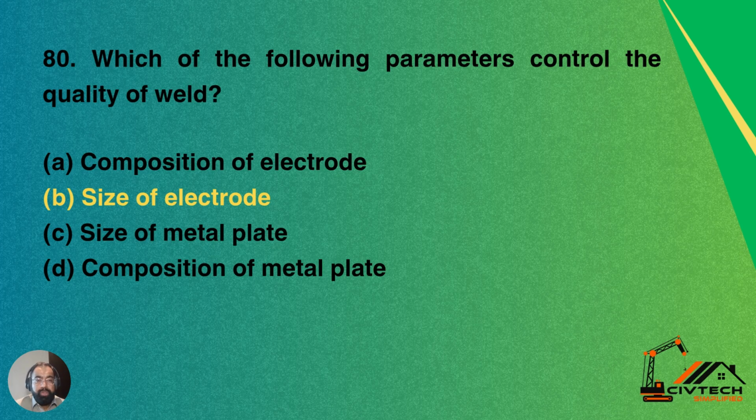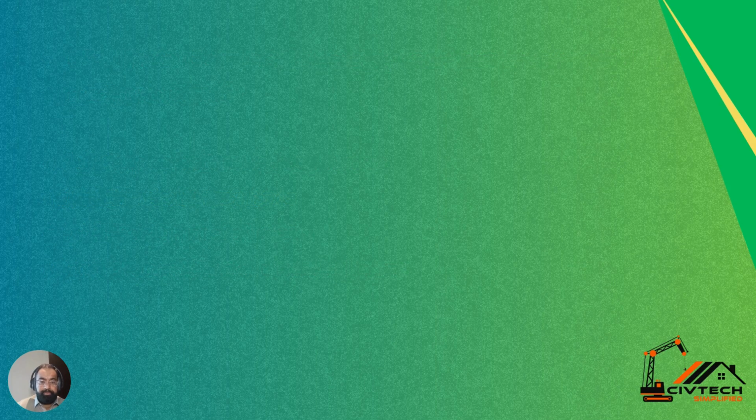Question 80. Which of the following parameters control the quality of weld? Option A, composition of electrode. Option B, size of electrode. Option C, size of metal plate. Option D, composition of metal plate. Which of the following parameters controls the quality of the weld? Composition of electrode, we are not concerned with this regarding quality. Option B, size of electrode. Yes, this option is correct. So here answer B is correct for this question.